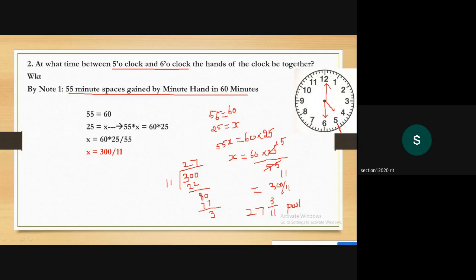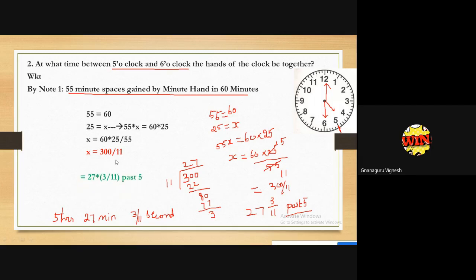Can anyone tell me why I'm writing past 5 here? Yes, can you hear me? Why am I telling it is past 5? Student: 5 o'clock now, sir. Okay, so what is the meaning? It is 5 hours, 27 minutes, 3 by 11th second. At this exact time, the hour hand and the minute hand will be at the same place.